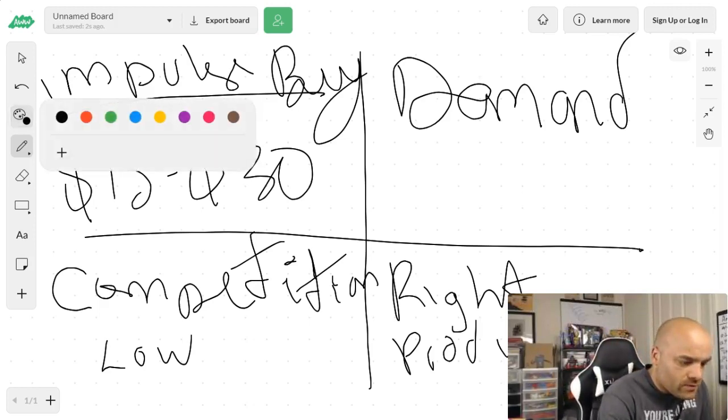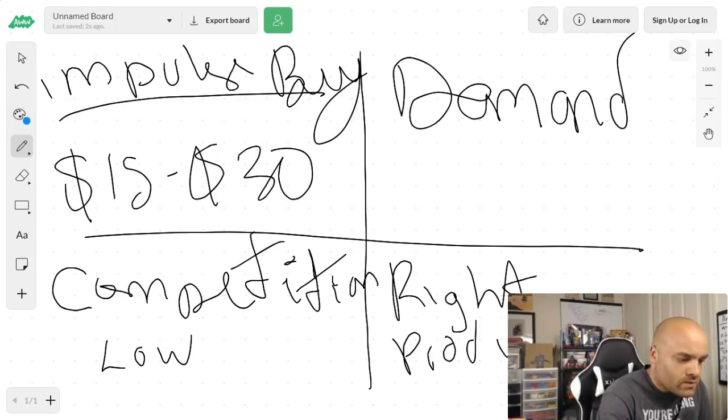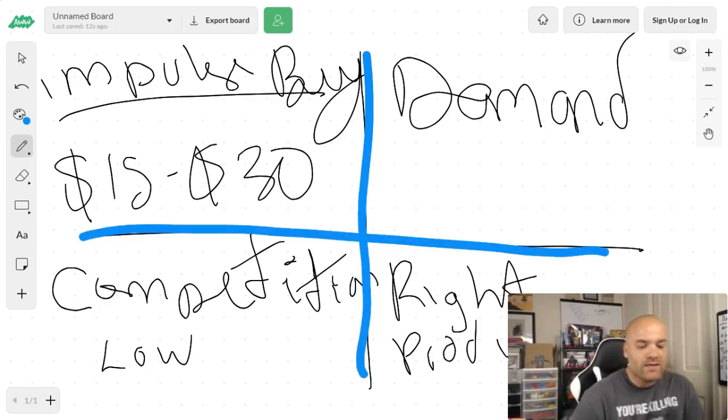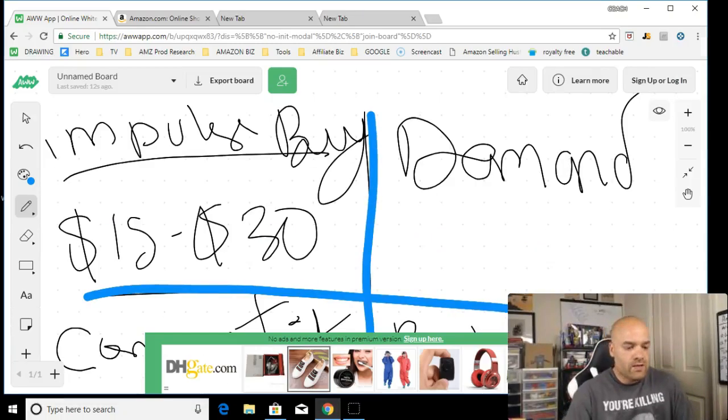So let's just make some little colors here. Oh, let's go with something thicker. Wow, yeah, let's make that look nicer. All right, guys, enough goofing around. Let's get right into this.